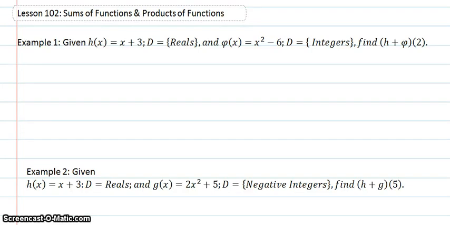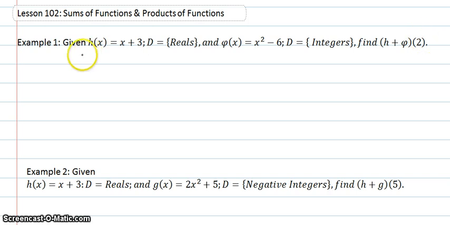In lesson number 2, we're looking at the sums of functions and products of functions, which I think is kind of fun, but I am a math person. In example 1, we have h of x equals x plus 3, and its domain is the reals. And then we have phi of x equals x squared minus 6, and its domain is the integers. And we need to find h plus phi of 2. So we're going to add these functions together and then evaluate it with 2.